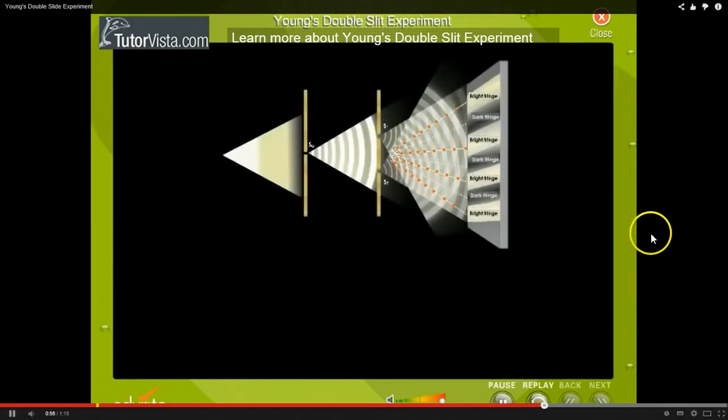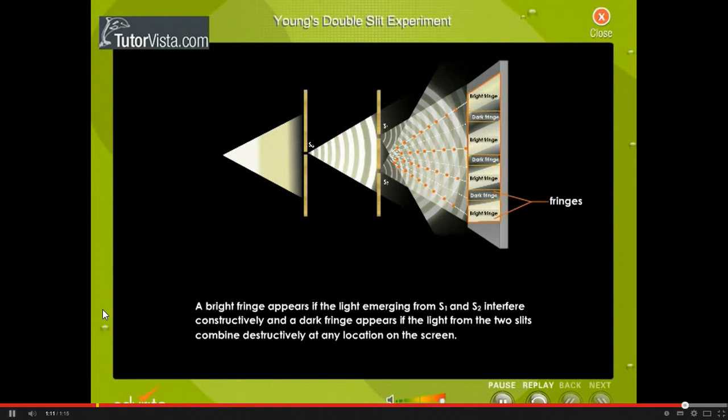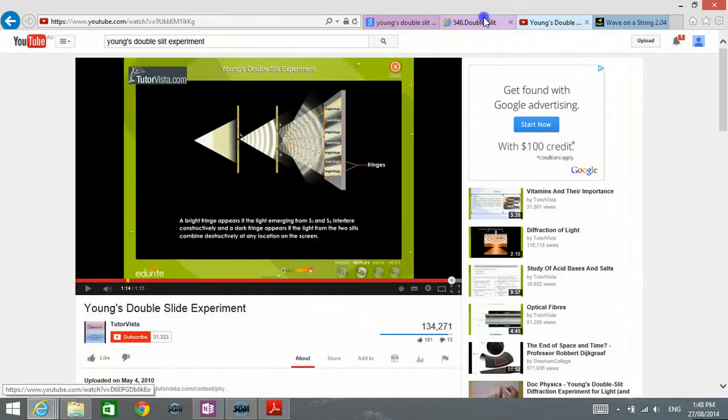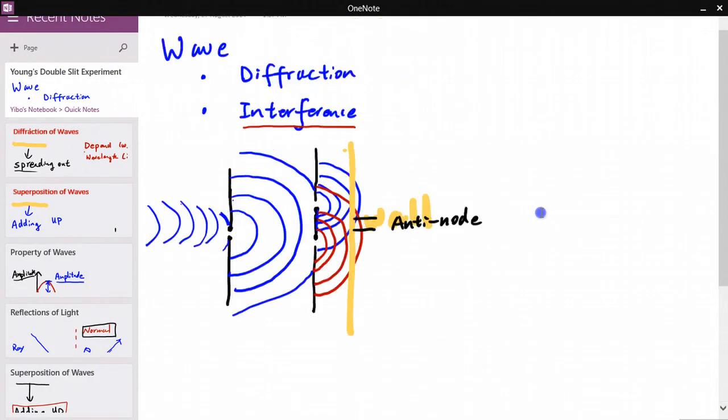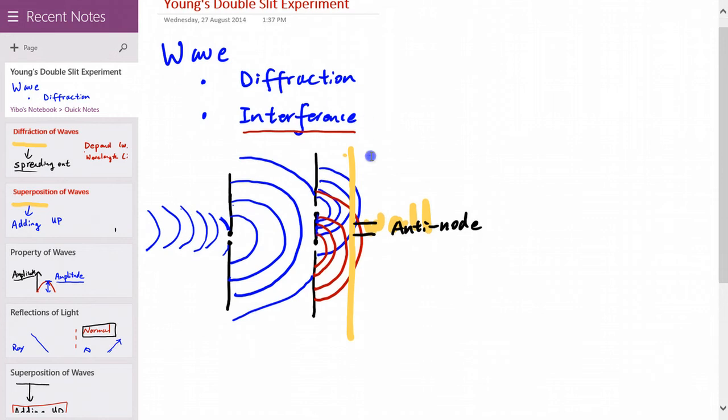What causes bright and dark fringes? A bright fringe appears if the light emerging from S1 and S2 interferes constructively, and a dark fringe appears if the light from the two slits combines destructively at any location on the screen. That's an animation of it. Now, here are the calculations.